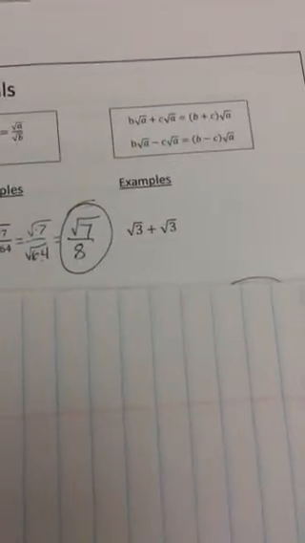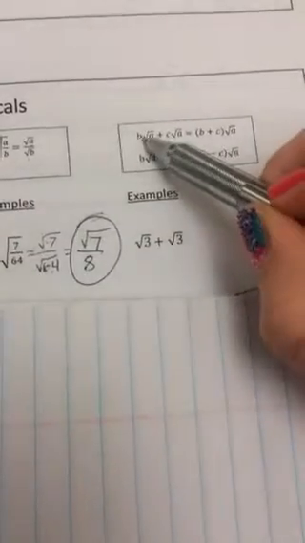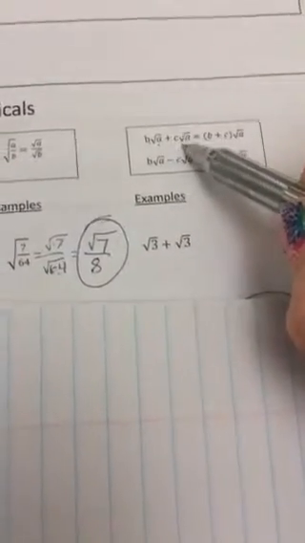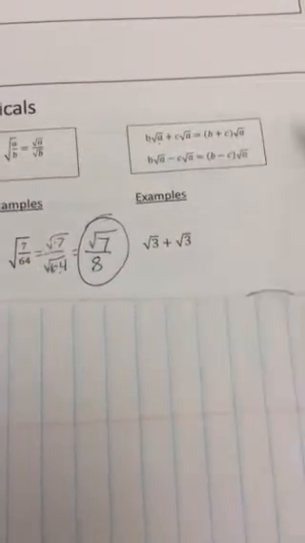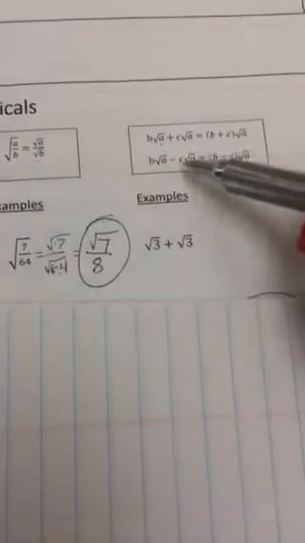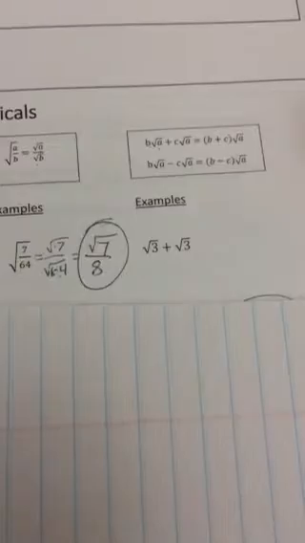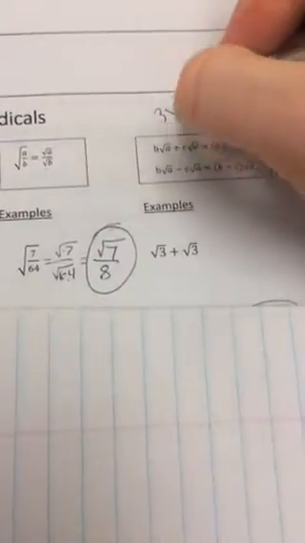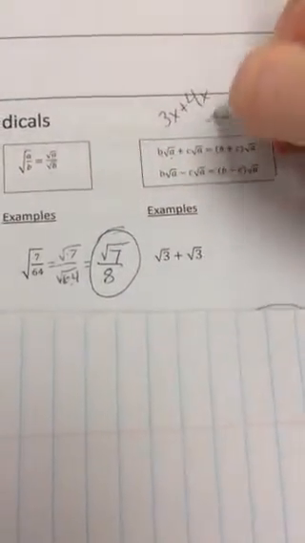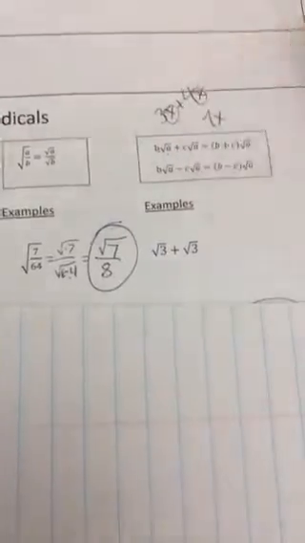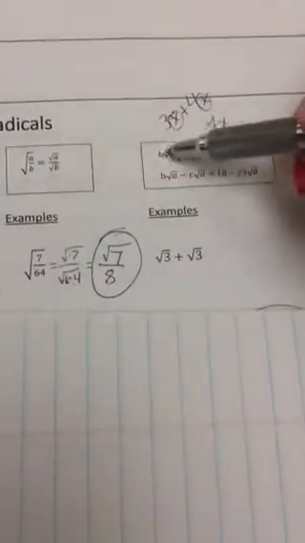Okay? Third rule, adding and subtracting. B times the square root of A plus C times the square root of A is the same thing as B plus C times the square root of A. And same thing for minus. Basically, here's how I think about it. You know how you can only add like terms? Like if you had 3x plus 4x, it would be 7x, because they're like terms. You can do that. Think of these as like radicals.